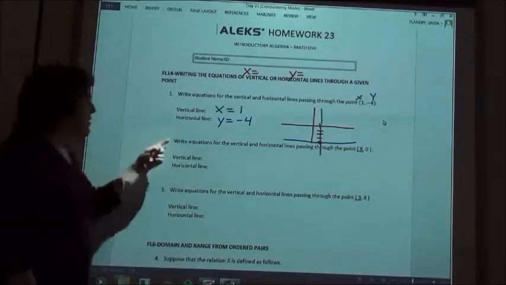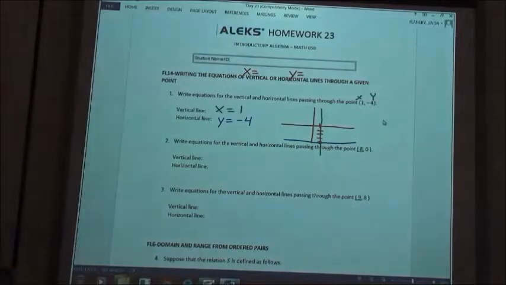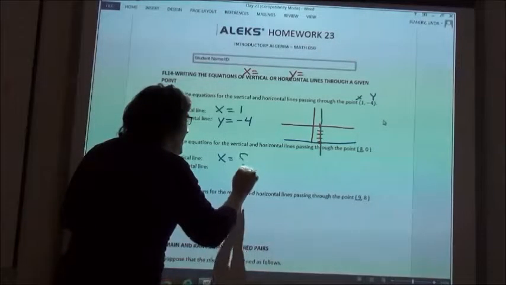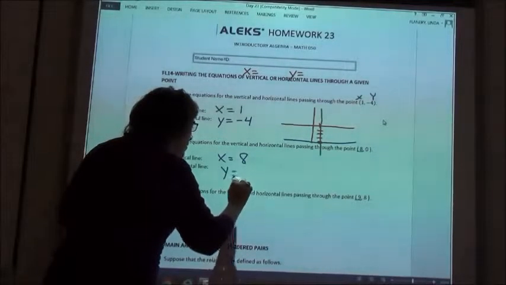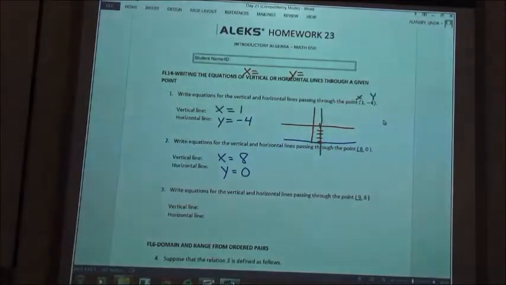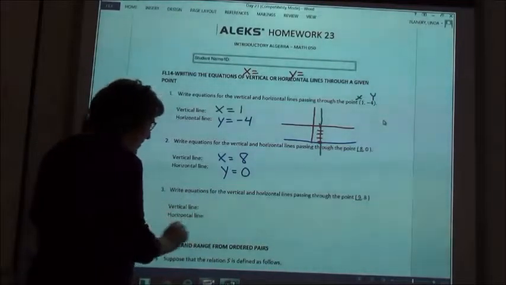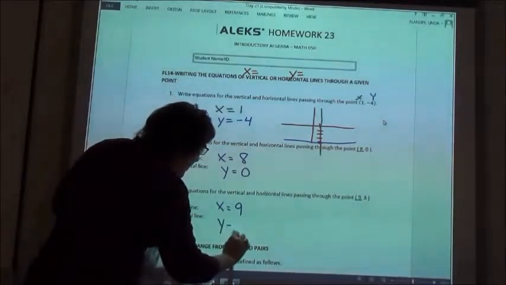So on number 2, it wants us to write the equation for the vertical and horizontal lines that pass through the point 8, 0. So my vertical line would be x equals 8. And my horizontal line would be y equals 0. Number 3, we want to write the equation for the vertical and horizontal line passing through the point 9, 8. So the vertical line would be x equals 9, and the horizontal line, y equals 8.